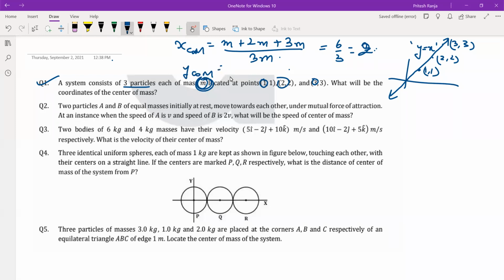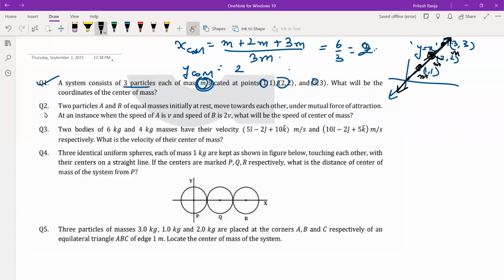So y COM क्या हो जाएगा? ये भी हो जाएगा 2. And that's very obvious that if you have these three particles, then its center of mass will also lie along the line joining these three particles. And yes, we are having that coordinate. This is the center of mass. And there was no need to actually compute this. ये हम symmetry से भी कह सकते थे. All the particles were having same masses. Center of mass will be at this point.